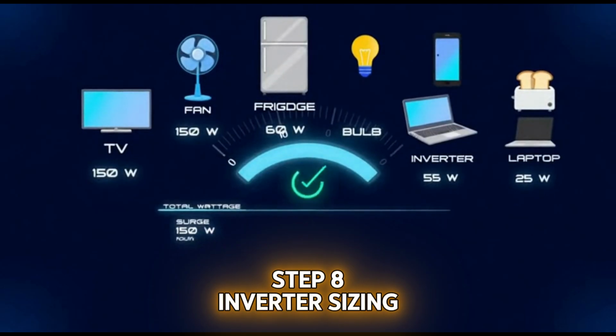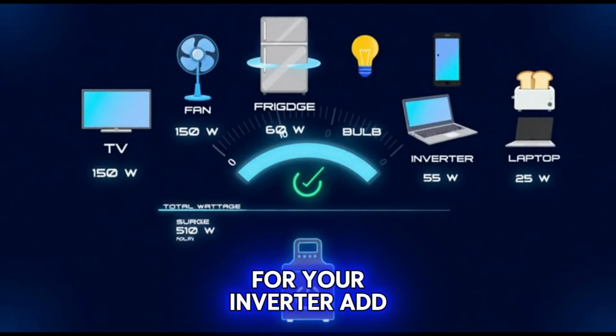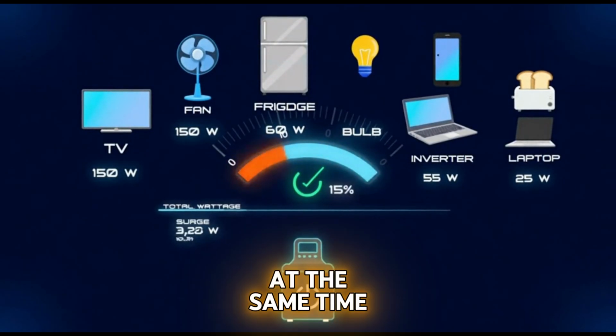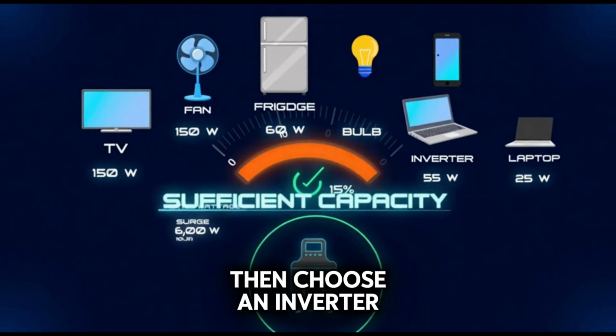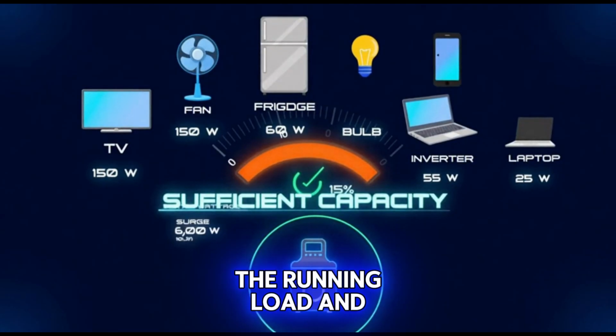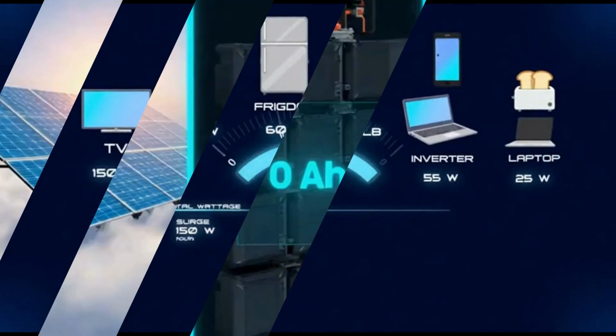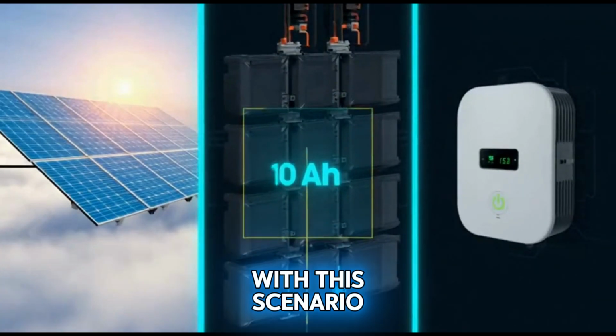Step 8. Inverter sizing. For your inverter, add up the running wattage of all appliances you want to power at the same time. Then choose an inverter that can handle both the running load and the surge load of appliances like refrigerators or pumps. Let's recap this video with this scenario.